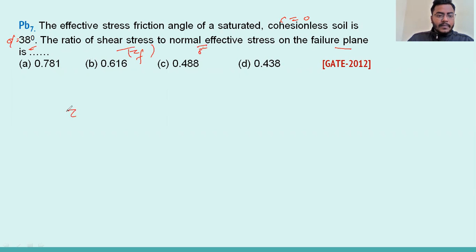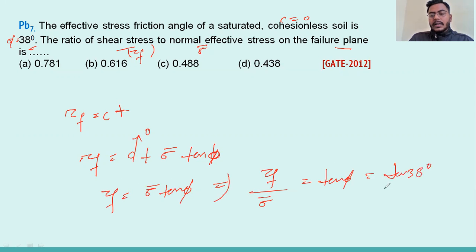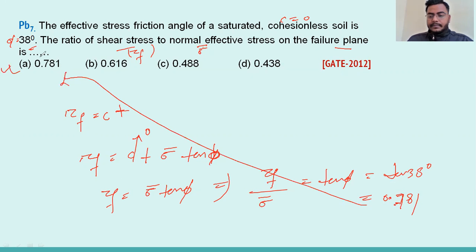So there is a relation. You will see tau equals C plus normal effective stress into tan phi. So putting the value C equal to 0, we can write tau over sigma. This is the question, and we can take the ratio also. tan phi, so tan 38 degree we can get 0.781. Option A is correct. Right.